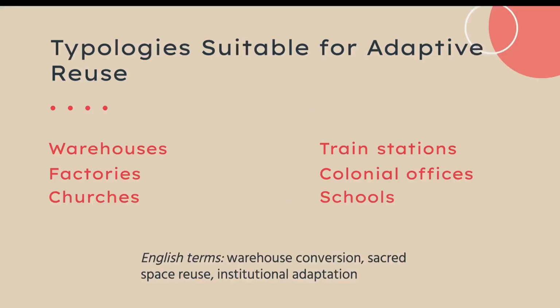What kind of function is suitable for adaptive reuse? Buildings suitable for adaptive reuse are usually warehouses, factories, churches, train stations, colonial offices, and schools. So these are old functions that can be changed. The English terms will be warehouse conversion, sacred space reuse, and institutional adaptation.